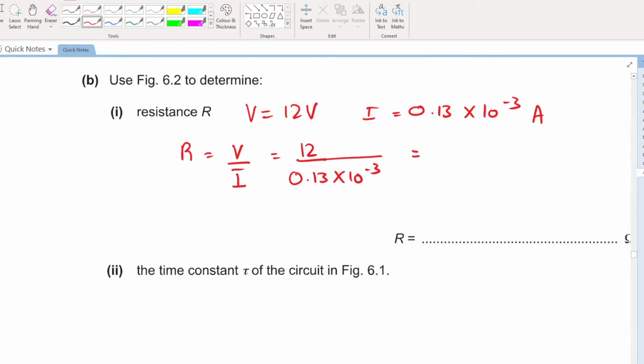Can anyone tell the answer to this? Any answers to this? The answer comes out to be 9.2 into 10 raised to the power of 4 ohms. Simple as that. Nothing complicated here.